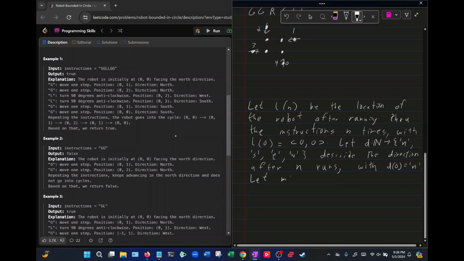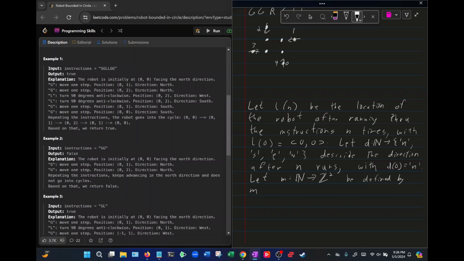Let m be a function from the natural numbers into the plane, so I'll just write Z squared, defined by m of n is L of n minus L of n minus 1.